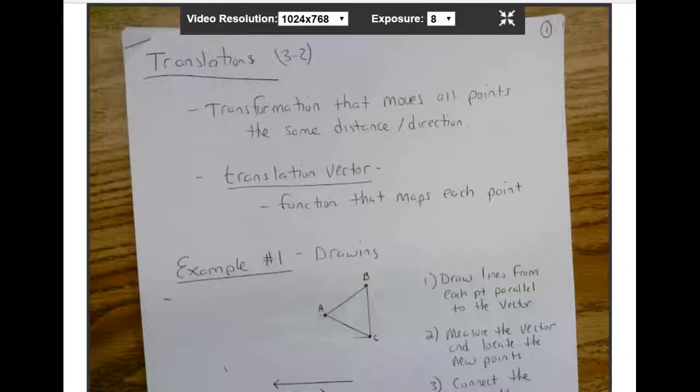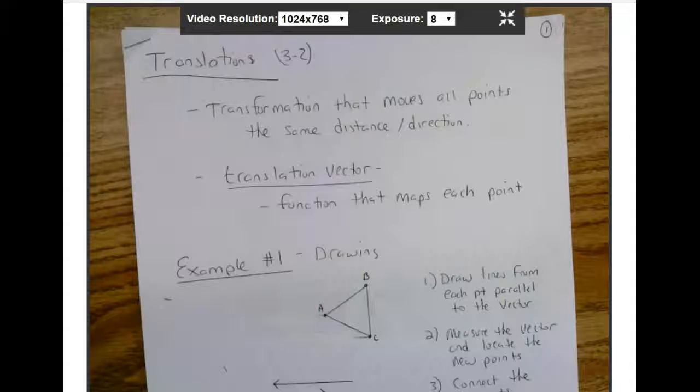Alright, so this is going to be our next notes in geometry, and it's going to be on something called a translation. And you've seen these, and it's just moving all the points of a shape or a line a certain equal distance. And it can be done lots of different ways. The one we're going to look at today is moving them all the same direction.